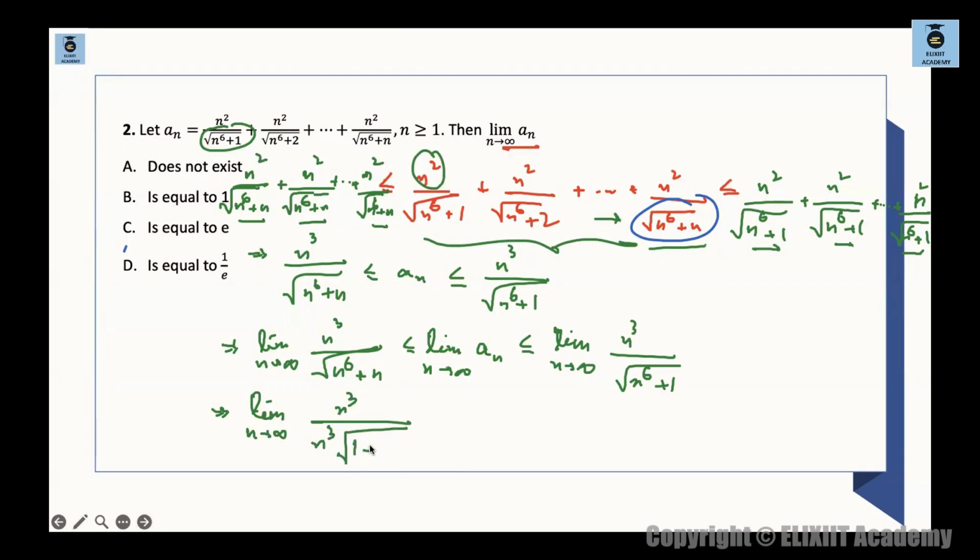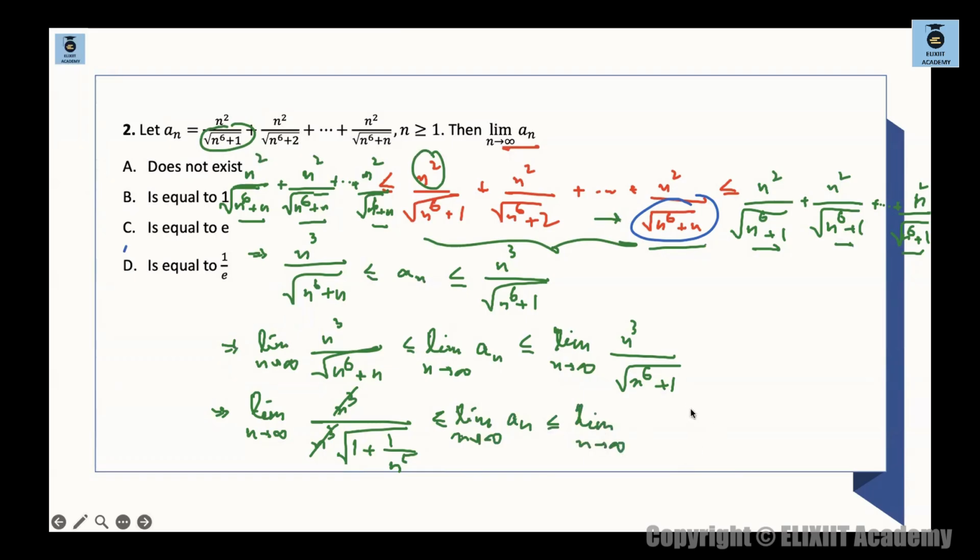Very good. So 1 plus n upon n to the power of 6. n upon n to the power of 6 means 1 upon n to the power of 5. You can see over here this will cancel out. And similarly, this is what they're asking for. Limit n tends to infinity.